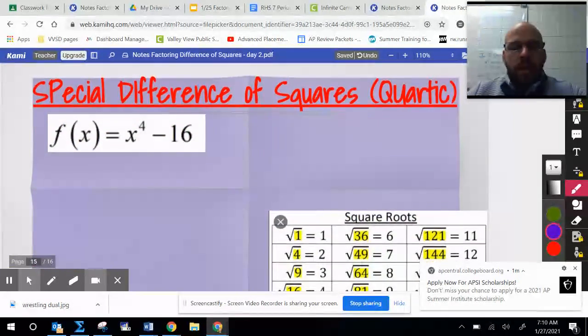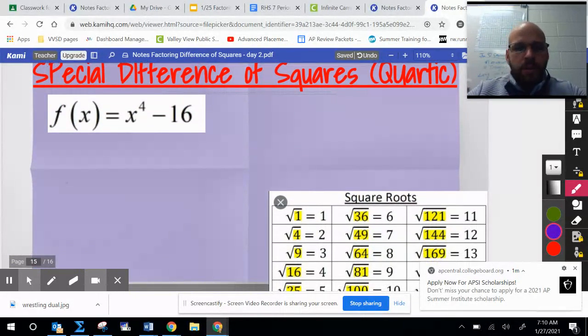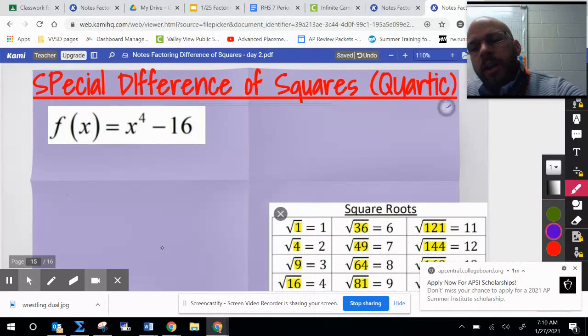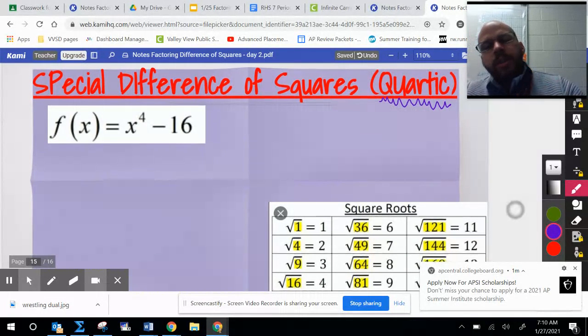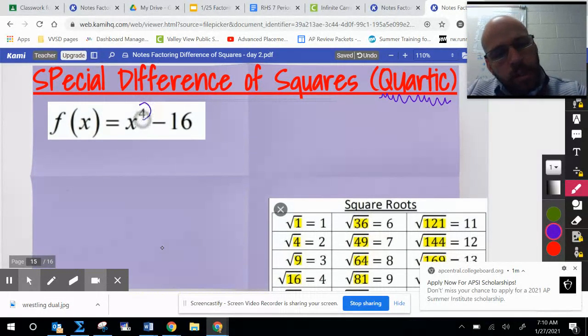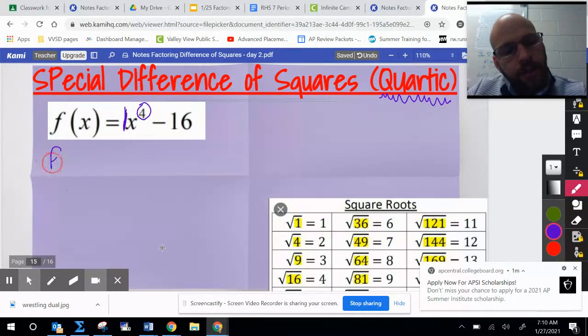Okay? Now, here is the new piece for the lesson, and this is short, this is simple. Okay, stay with me. Now, we have to watch out for this when we have a quartic. So if you look at my degree, my degree is degree 4. This is still a difference of squares. Okay, but we have to write it slightly different.